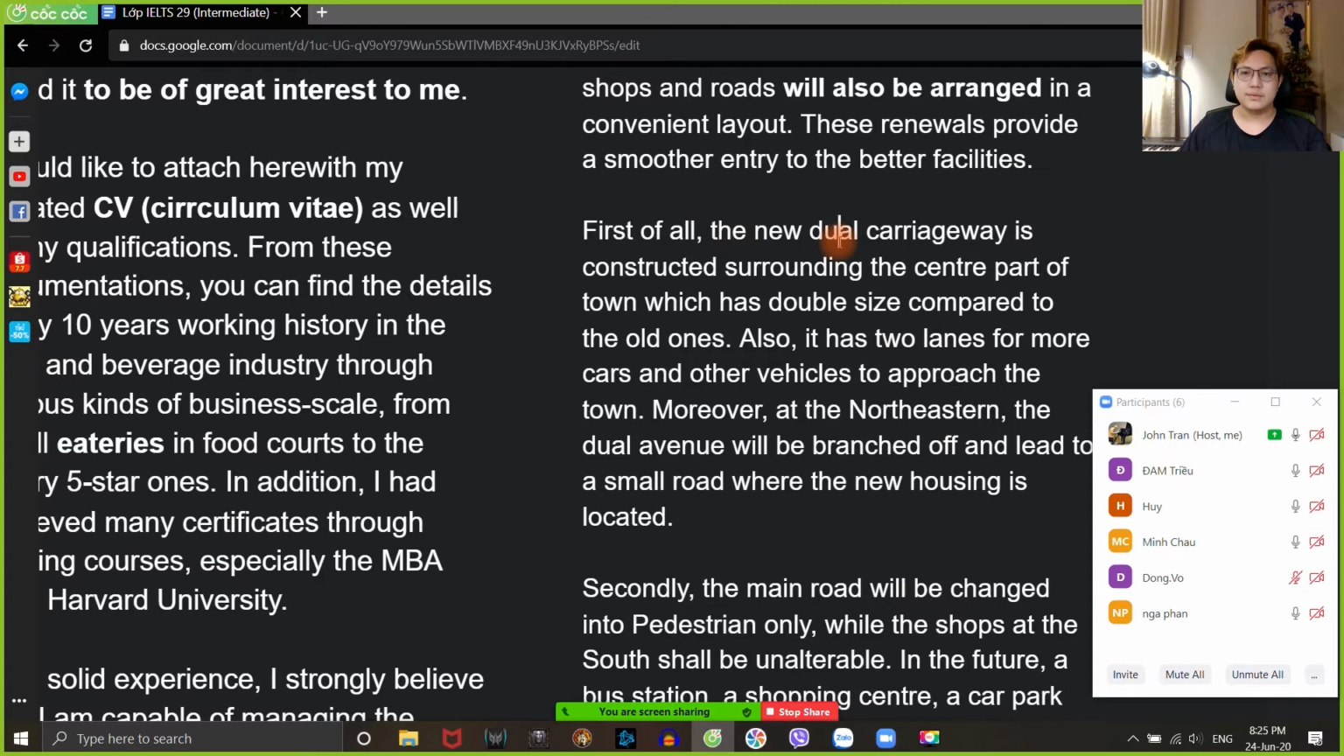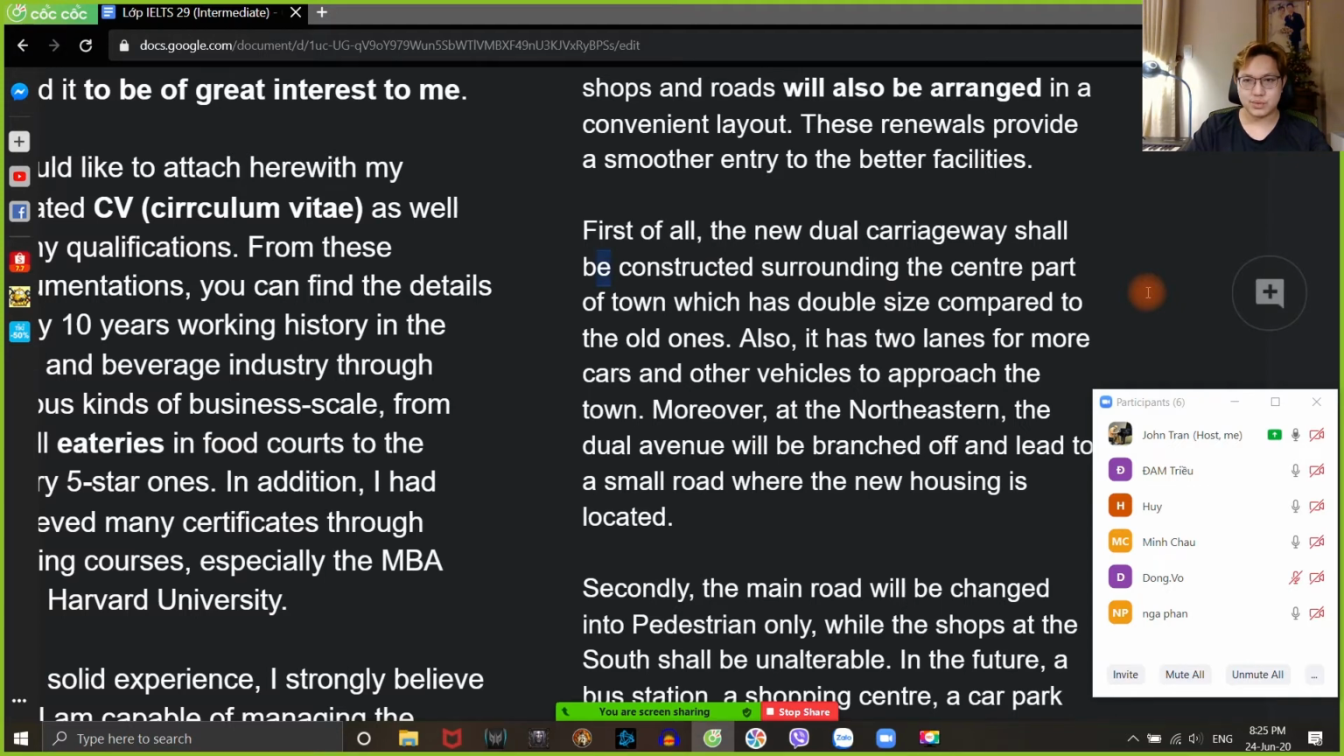Entry. First of all, the new dual carriageway is constructed. Nó là trong tương lai mà, cho nên cái này vẫn là shall be constructed chẳng hạn. It's still future, okay? Shall be constructed surrounding the central part of town. Nếu central này là tính từ bổ nghĩa cho part thì là central. Because this one is an adjective that gives information about the noun part here.